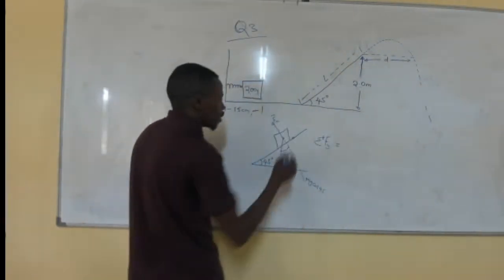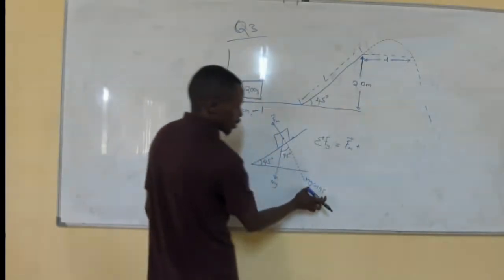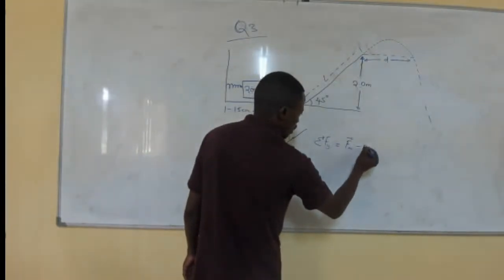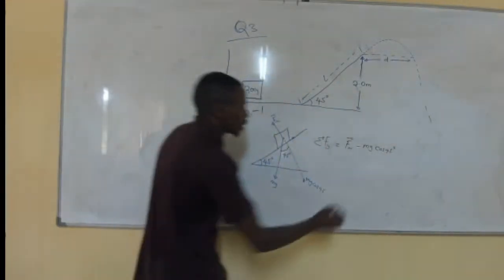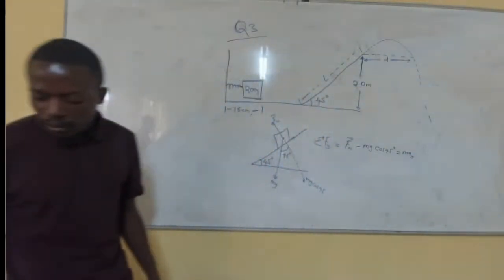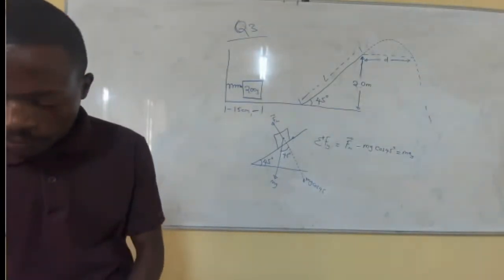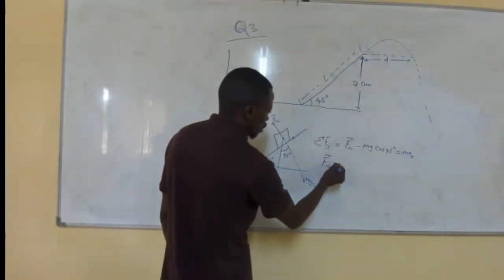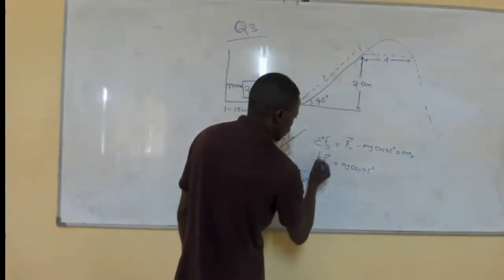So the summation of forces in the y direction should give me the normal force, Fn, plus mg cos theta, which is acting downwards, so that is minus mg cos 45 degrees. And that should give us the acceleration, ma, in our y direction. In our y direction, we know that the acceleration is simply 0, so therefore Fn is given by mg cos 45 degrees.